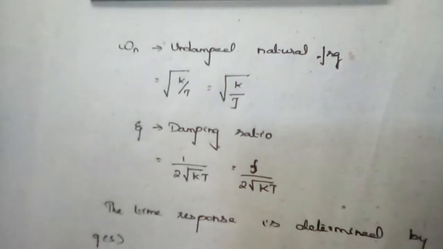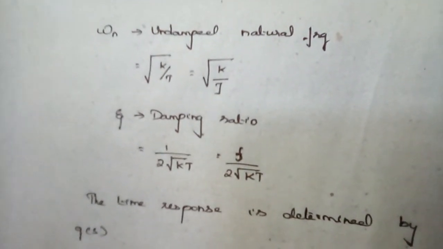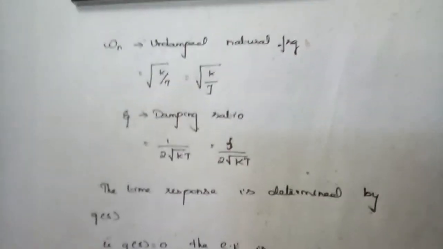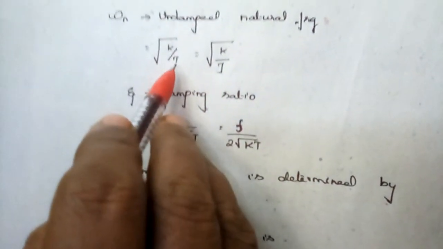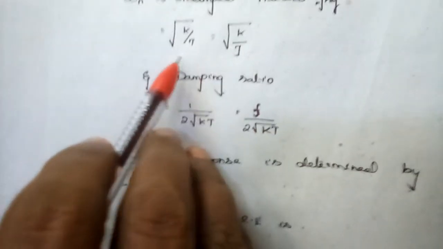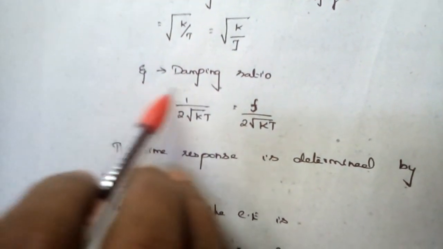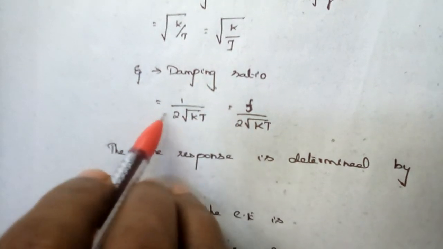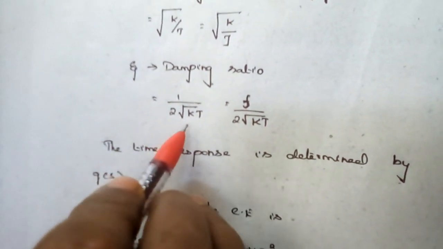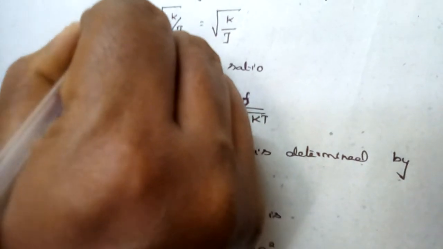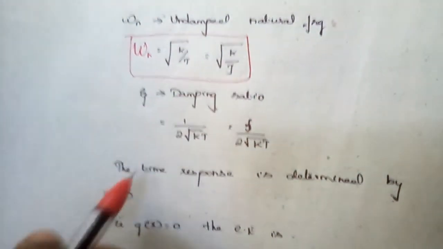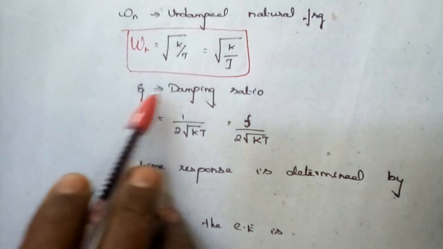By expressing this in this format, we get omega n, which is the undamped natural frequency, and it can be written as root of k by t, which is equal to root of k by j. So tau, this is nothing but inertia, right? And zeta is the damping ratio, and this is equivalent to 1 by 2 root of kt. So you are supposed to remember those formulas for further application. That is the undamped natural frequency equation omega n.